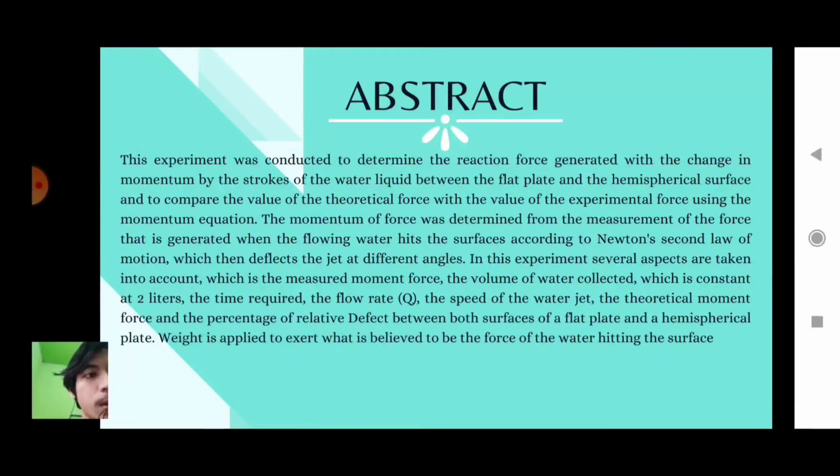In this experiment, several aspects are taken into account, which are the measured moment force, the volume of water collected, which is constant at 2 liters, the time required, the flow rate, the speed of the water jet, the theoretical moment force, and the percentage of relative error between both surfaces of a flat plate and a hemispherical plate, where force is applied to exert what is believed to be the force of the water hitting the surface.